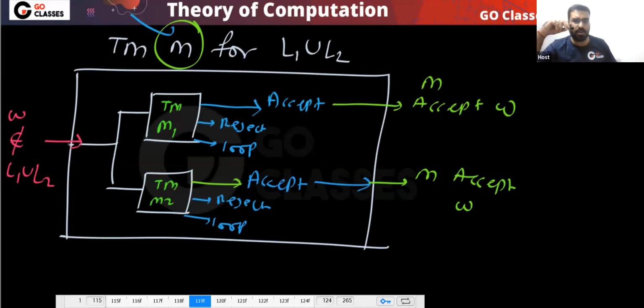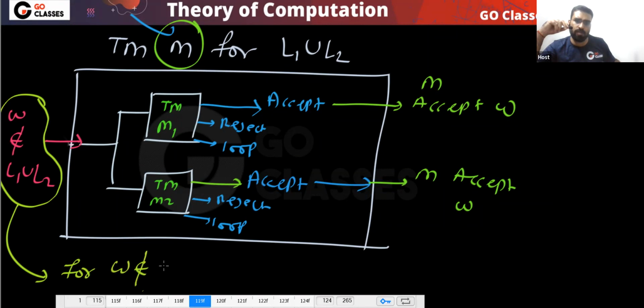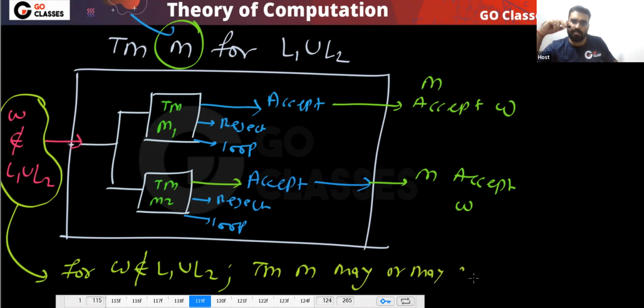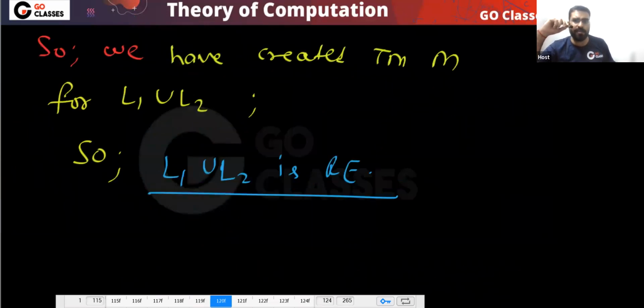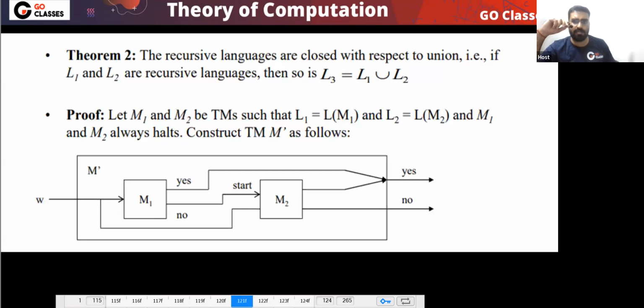Can I say we cannot guarantee for W not belonging to L1 union L2? This Turing machine M may or may not halt. Is this clear? So anyway, what we have created, did we create a Turing machine or a halting Turing machine? We have created a Turing machine. So this is RE.